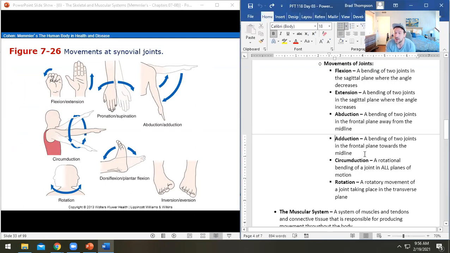Don't worry too much about this for now, guys. You might see one or two of these terms, but for the most part, this conversation becomes more important when we get to our kinesiology class.